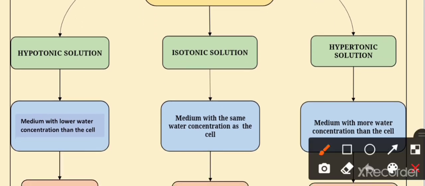Now the first one, what do you mean by hypotonic? Hypotonic means a medium which has lower water concentration than the cell, meaning the case in which the concentration of water is low is known as hypotonic. If the concentration of water inside the cell and outside the cell is equal, it is known as isotonic solution. And in the case where the water concentration outside is more than inside the cell, it is known as hypertonic. Here hyper means more, hypo means less, iso means same.